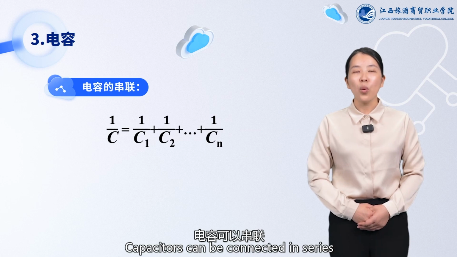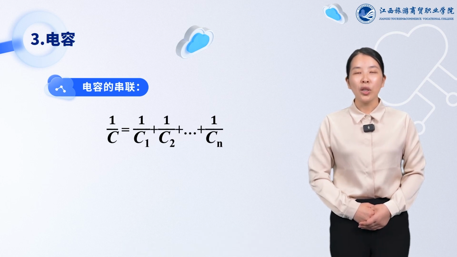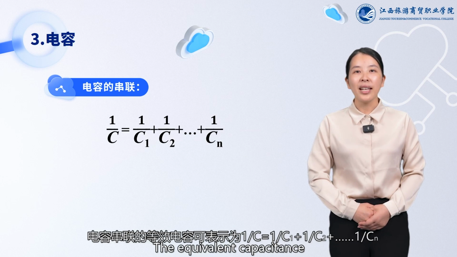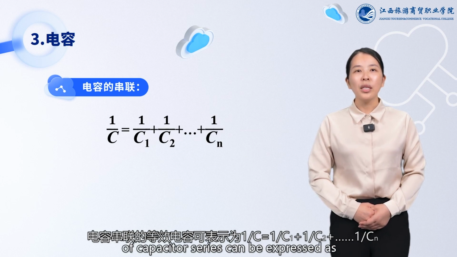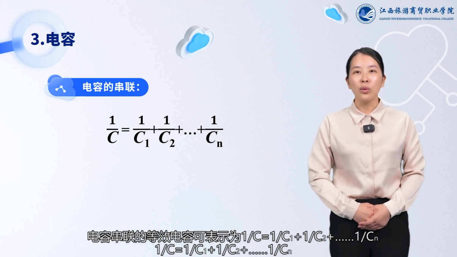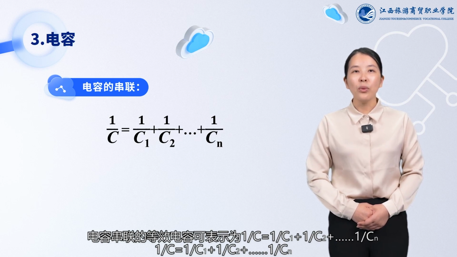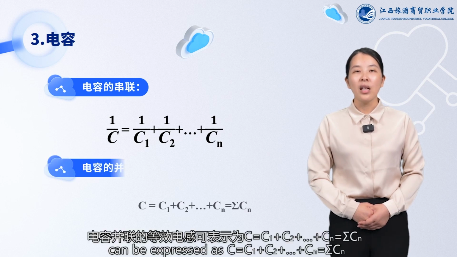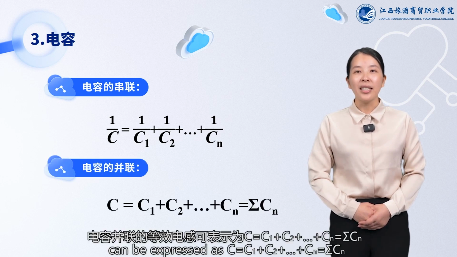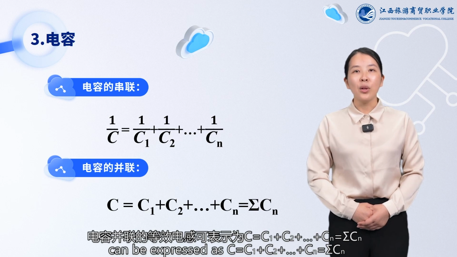Capacitors can be connected in series, also in parallel. The equivalent capacitance of capacitor series can be expressed as 1/C = 1/C1 + 1/C2 + ... + 1/Cn. And the equivalent capacitance of capacitor's parallel connection can be expressed as C = C1 + C2 + ... + Cn = ΣCn.